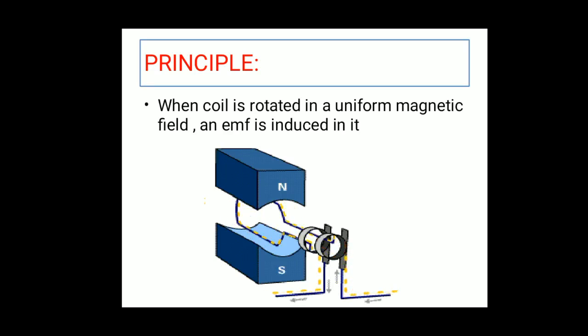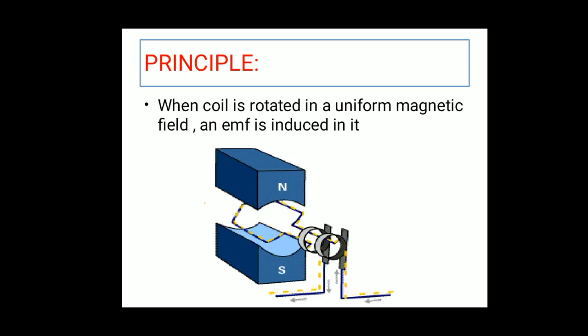So you know what is meant by electromagnetic induction. Whenever there is a change in the magnetic flux linked with the coil, an EMF is induced in it. That is known as electromagnetic induction. So in the AC generator, the coil is rotated in a uniform magnetic field and EMF is induced in it. So this is the principle of the working of the AC generator.